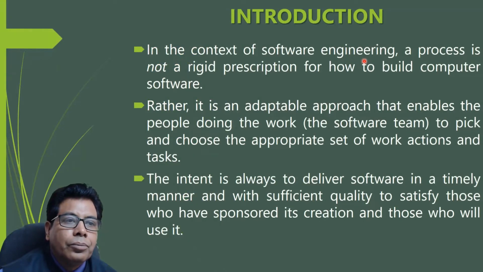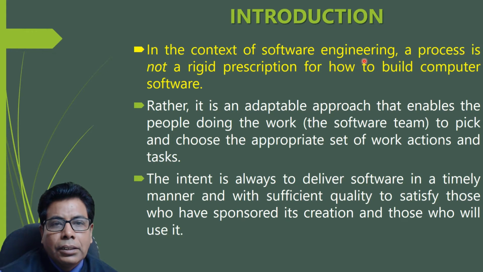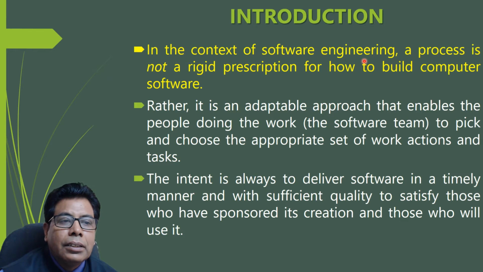Then let us go further. In the context of software engineering, a process is not a rigid prescription of how to build a computer software. So here we don't have a rigid process. Instead, it is adaptable, it can be changed, flexible. It is an adaptable approach that enables the people doing the work to pick and choose the appropriate set of work actions and tasks. So here the software team is involved in the project. So the software process is an adaptable approach, and we have to choose the appropriate set of actions and tasks.